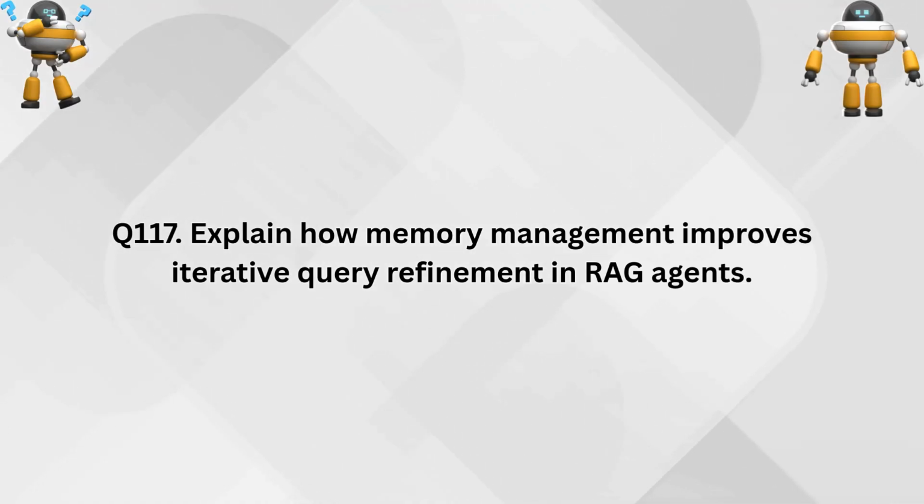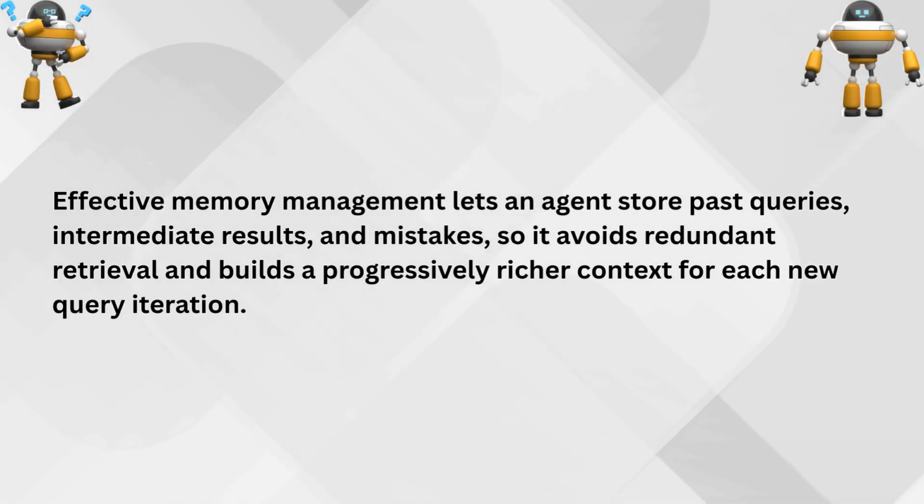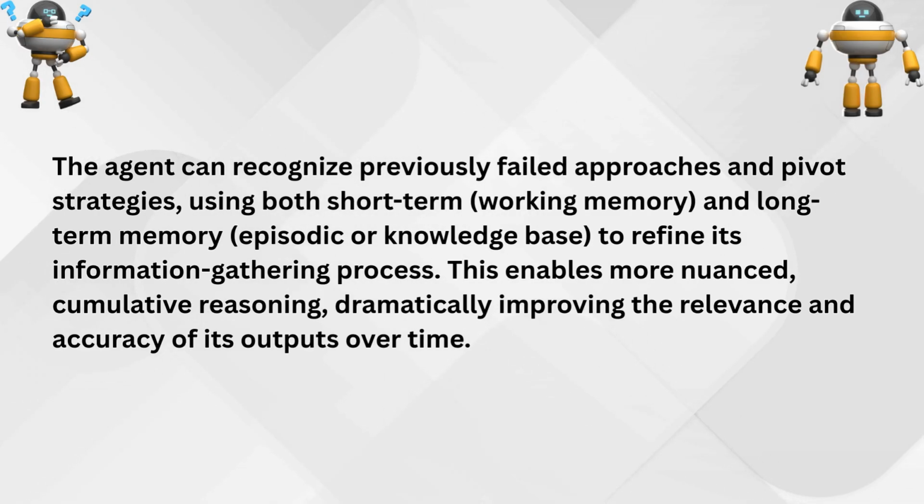Explain how memory management improves iterative query refinement in RAG agents. Effective memory management lets an agent store past queries, intermediate results, and mistakes, so it avoids redundant retrieval and builds a progressively richer context for each new query iteration. The agent can recognize previously failed approaches and pivot strategies using both short-term working memory and long-term memory, episodic or knowledge base, to refine its information gathering process. This enables more nuanced, cumulative reasoning, dramatically improving the relevance and accuracy of its outputs over time.